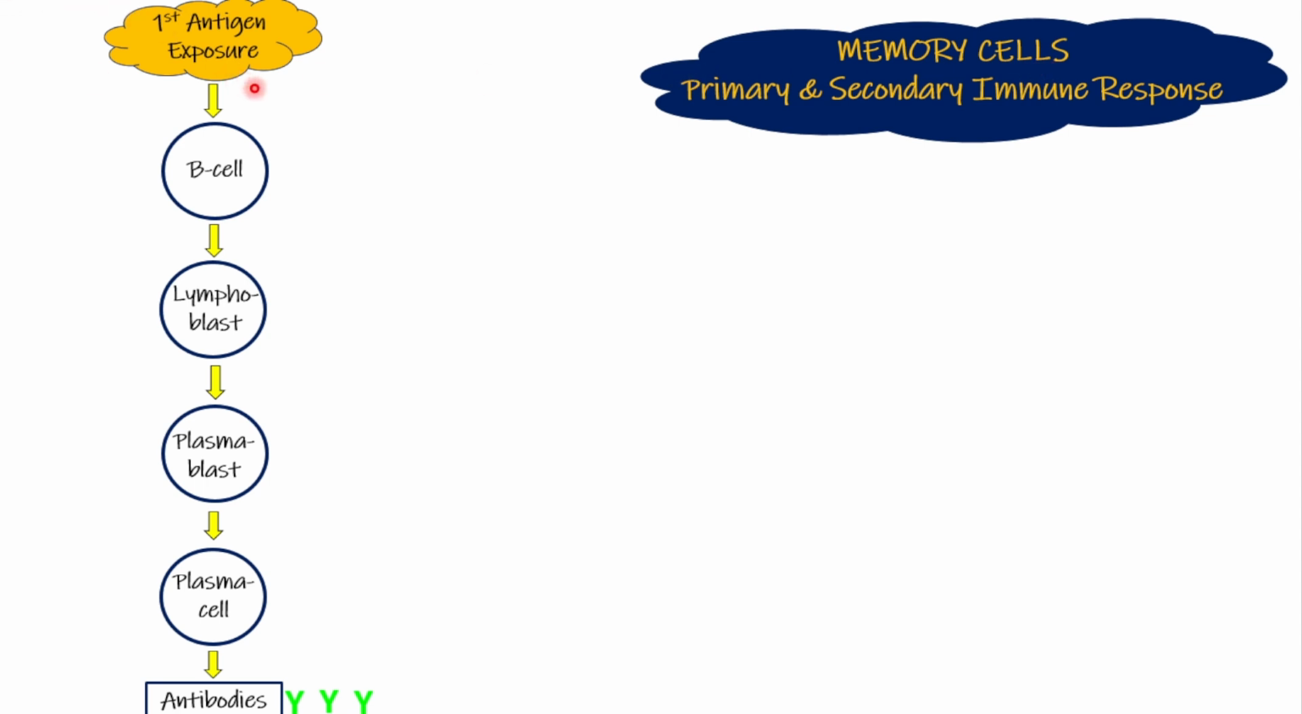Whenever there is exposure to antigen, what happens? The B cells will be converted into plasma cells, and the plasma cells will produce antibodies. On the first exposure, a foreign antigen has entered the body for the first time. The B cell will be converted into a plasma cell by following the whole pathway. First, the B cell is converted into a lymphoblast, then the lymphoblast into a plasmablast, and the plasmablast into a plasma cell, which will produce a lot of antibodies.